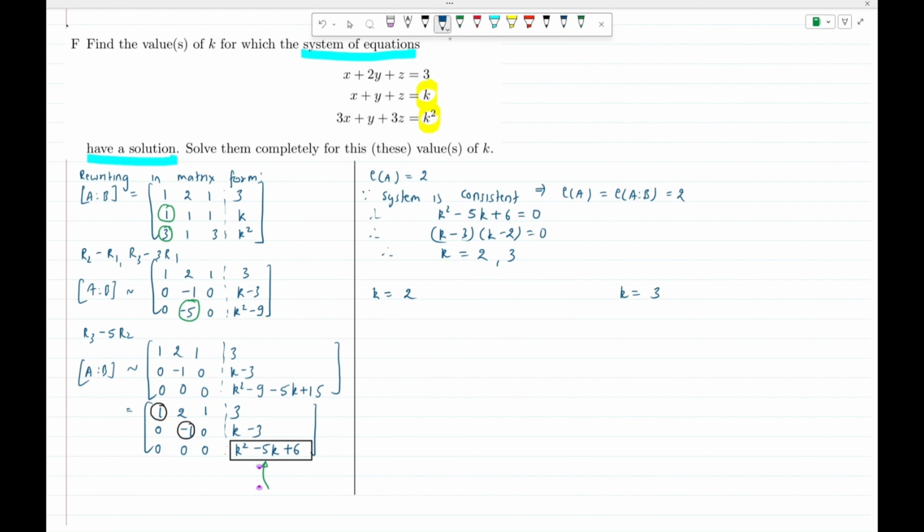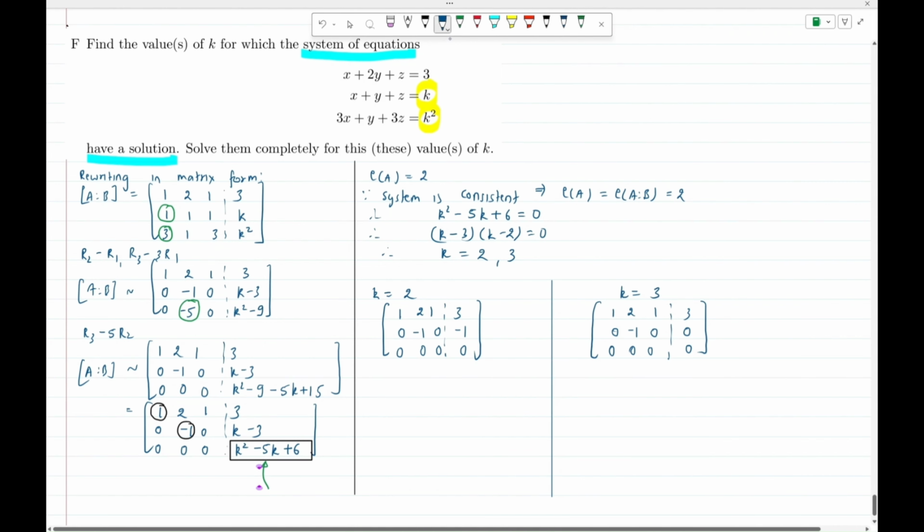Now once you plug in k equals 2 in the last augmented matrix, you get the augmented matrix to be 1, 2, 1, 3, 0, -1, 0, -1, 0, 0, 0, 0. And for k equals 3 we will be getting 1, 2, 1, 3 and 0, -1, 0, 0, 0, 0, 0, 0. So this is A augmented B in either of the cases. Now let us reconstruct the system of equations from this.